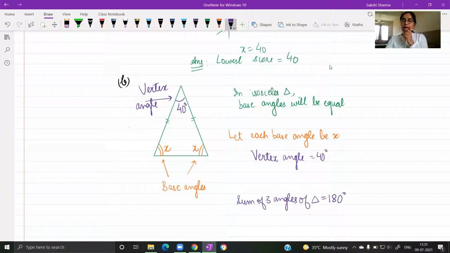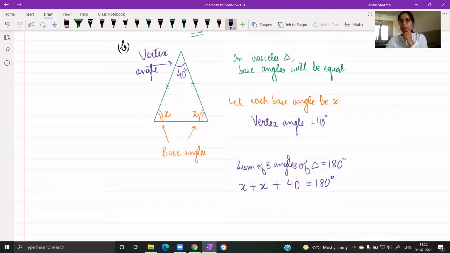Now look at the 3 angles from the figure. 2 angles are marked as x and x. The third one is 40. There will be 3 values added here: x, x and 40. The sum is 180 degrees. Solve this equation and find out the value of x. x plus x becomes 2x.